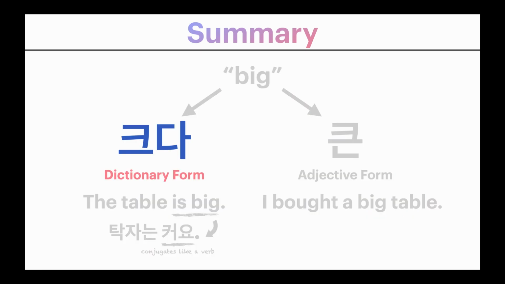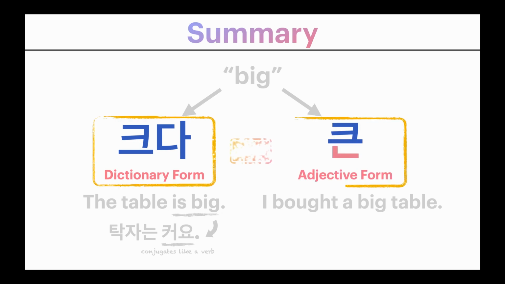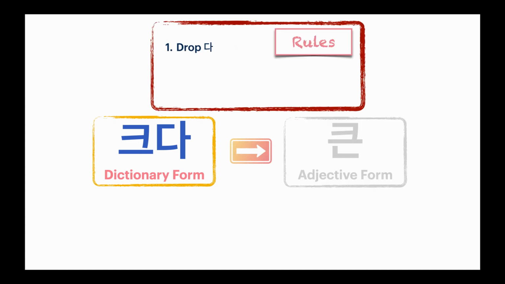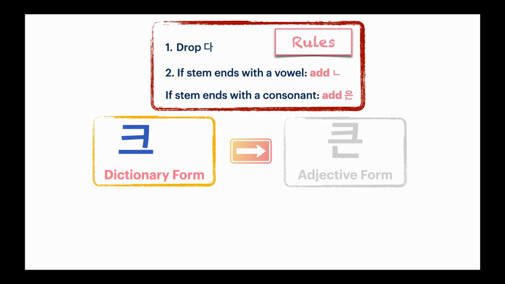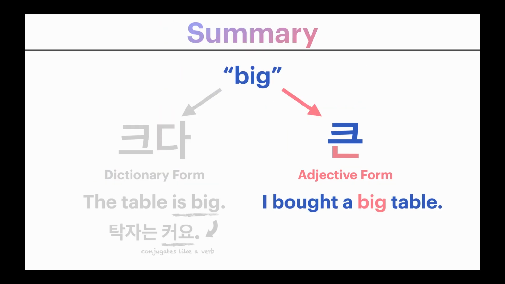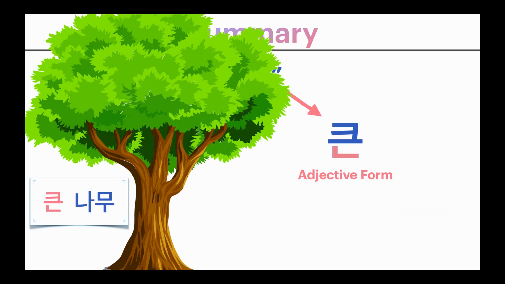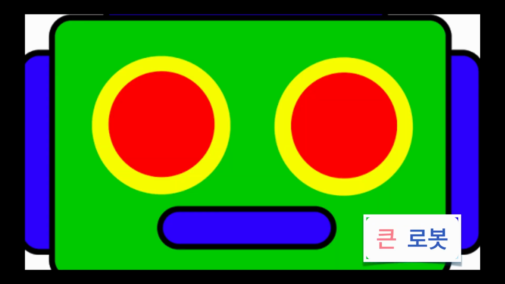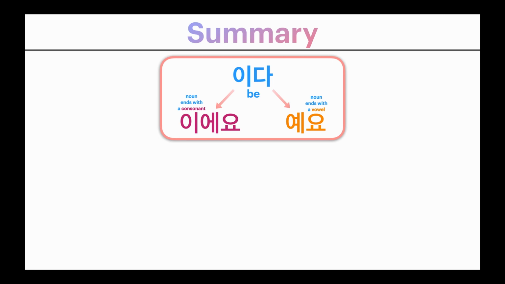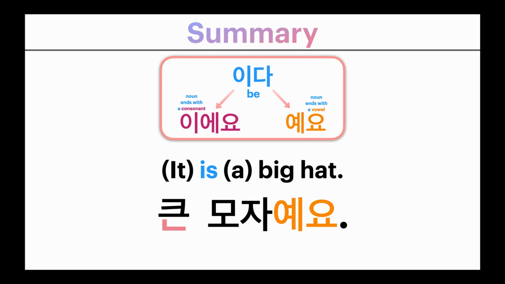But let's say you learn the dictionary form first. In order to convert an adjective from its dictionary form to its adjective form, you will first drop 다, and then add either ㄴ if the stem ends with a vowel, or 은 if the stem ends with a consonant. Because we have a vowel, we will now add ㄴ to get 큰. And now we can put 큰 in front of all kinds of nouns, as in 큰 탁자, 큰 나무, 큰 로봇. We then practice making full sentences by adding 이다, and making sentences like 큰 모자예요. It is a big hat.